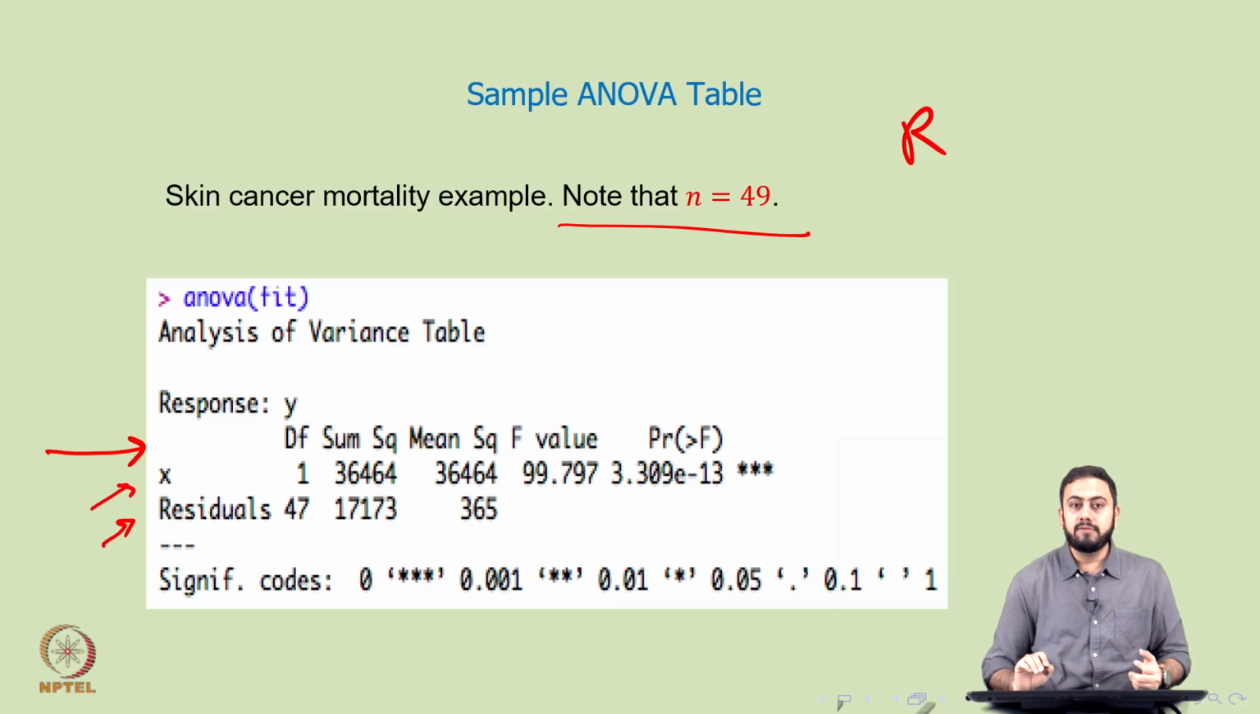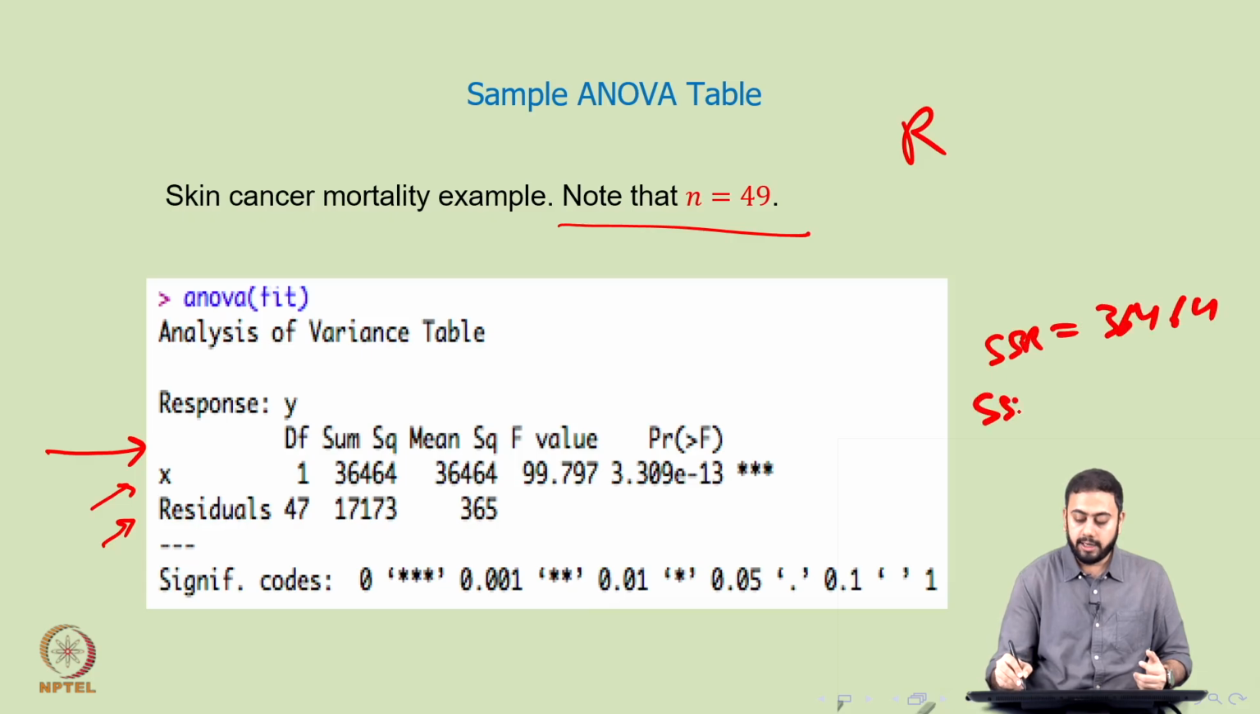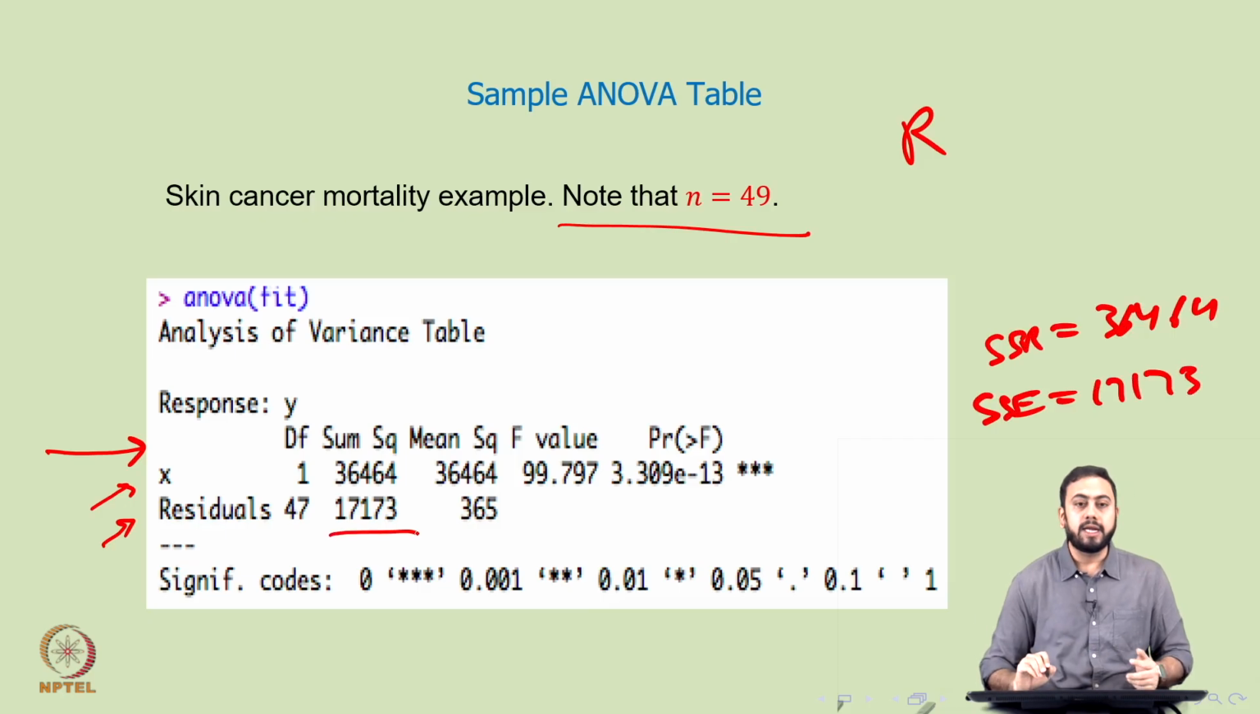And then the next column gives you the sum of squares. The first one, 36464, is nothing but SSR, while my SSE is 17173. Alright, and if you simply add these up, you should get SST there.